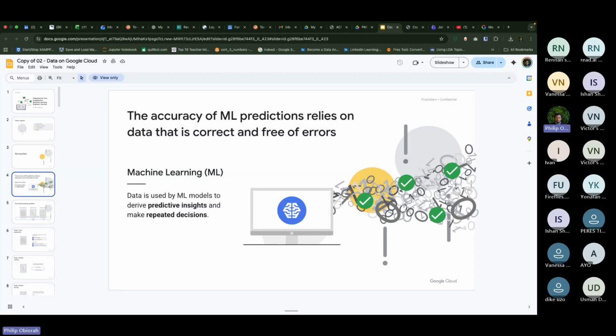All right. As we prepare for the professional machine learning engineer certification, you'll be seeing questions that have to do with data correctness and reliability.